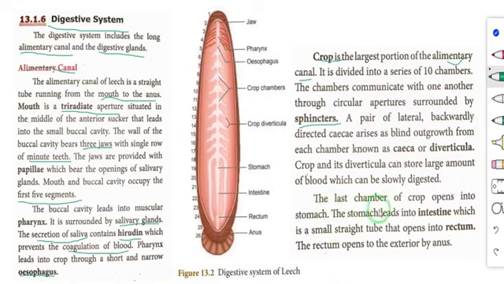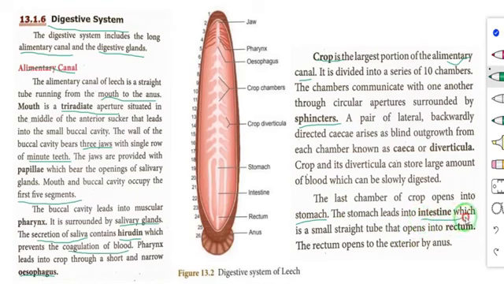The last chamber of the crop, the 10th chamber, opens into the stomach. Where does it open? Into the stomach region. The stomach leads into the intestine.